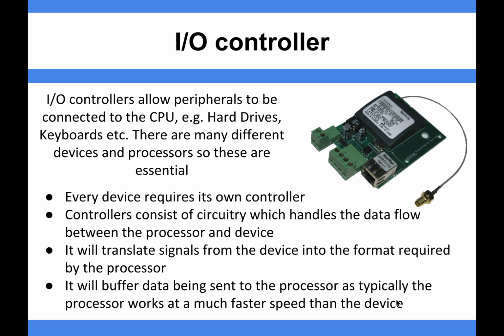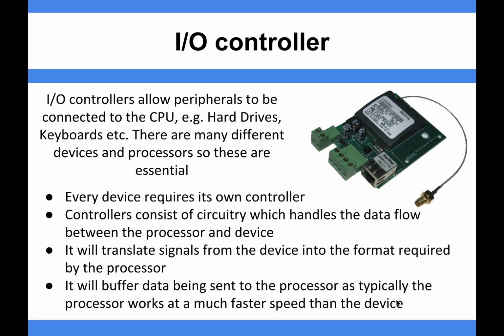Second bullet point: controllers consist of circuitry which handles the data flow between the processor and the device. That's things like ensuring it's in the right format and at the right speed, just so it's ready for your CPU to understand. Third bullet point: it will translate signals from the device into the format required by the processor. If your device is talking in a way that your processor can't understand, which they typically will, the I/O controller is responsible for doing any translations that are needed.